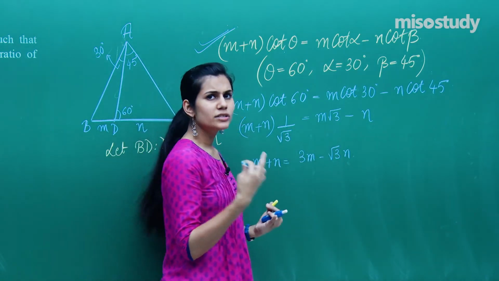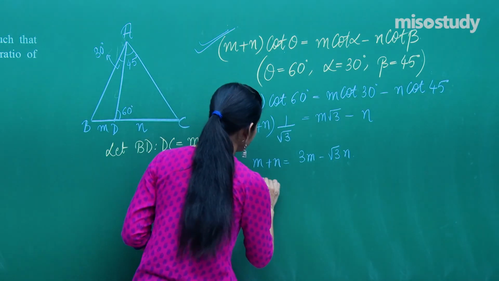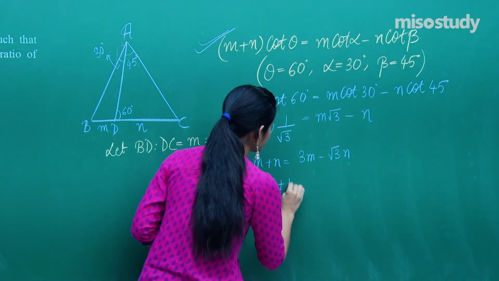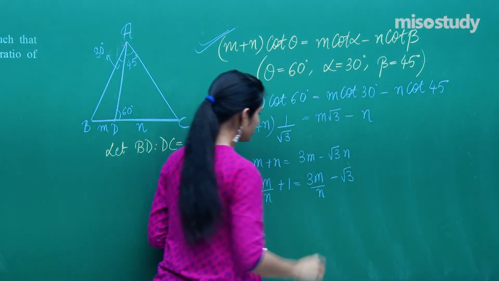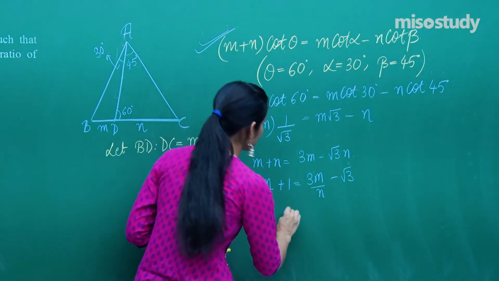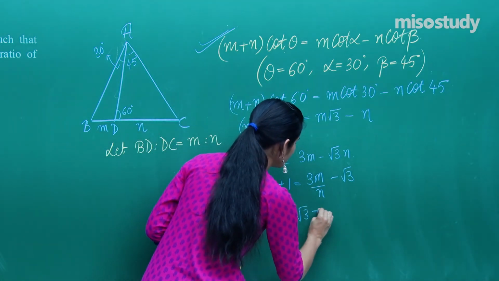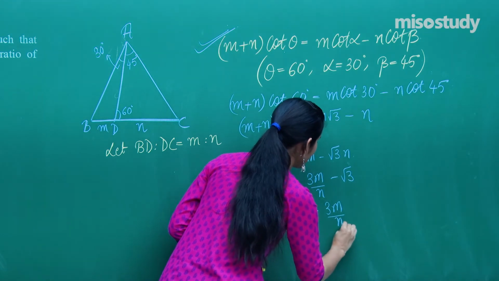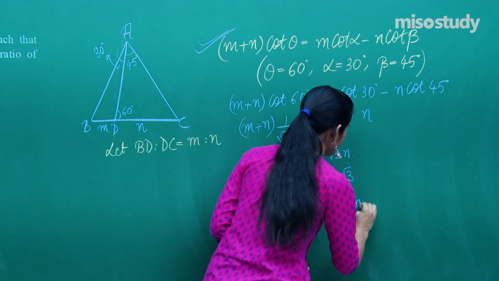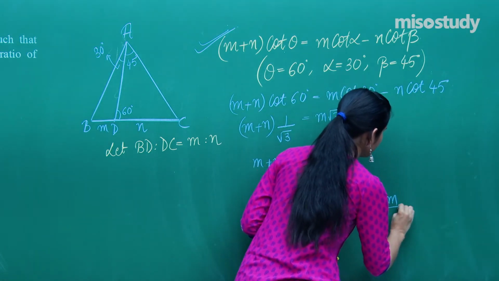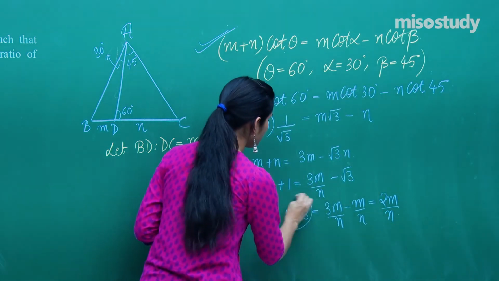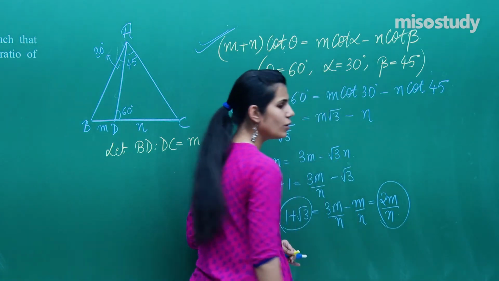Divide by N. Why? Because I want M by N. Divide throughout by N, you get M by N plus 1 equals 3M by N minus root 3. So you get 1 plus root 3 equals 3M by N minus M by N. 3M minus M gives you 2M by N. And so you get 1 plus root 3 is 2M by N.